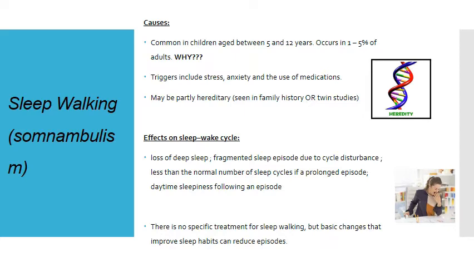The triggers tend to include stress, anxiety, and use of medications, and the theory is that it is at least in part hereditary. Why is that? Because in twin studies, we see that if one twin sleepwalks, the other does as well, and there tends to be a family history of sleepwalking.